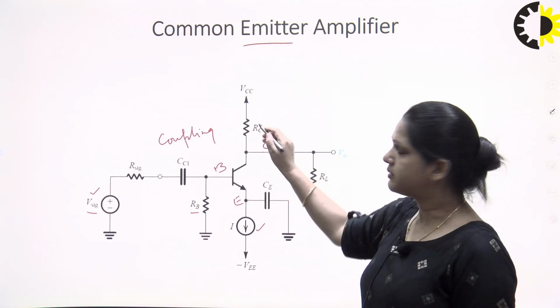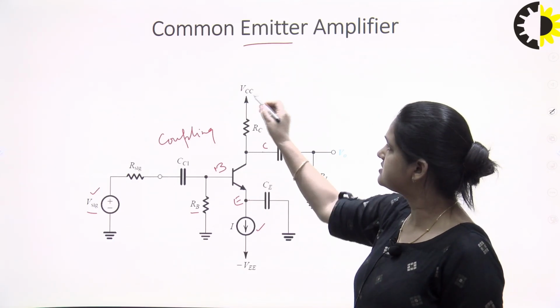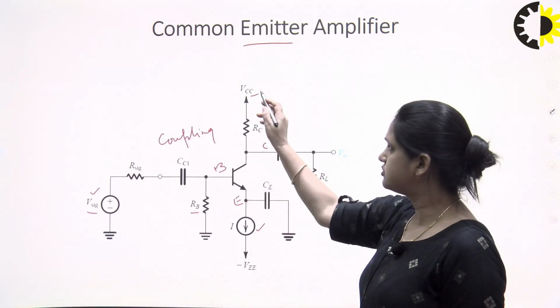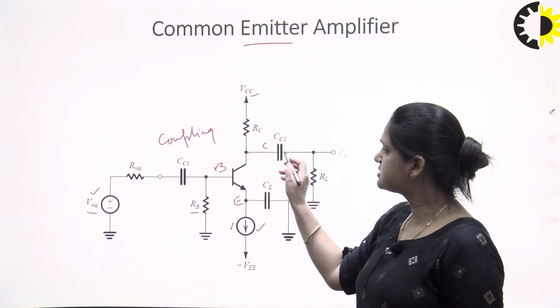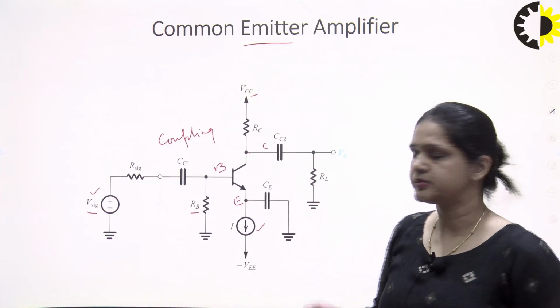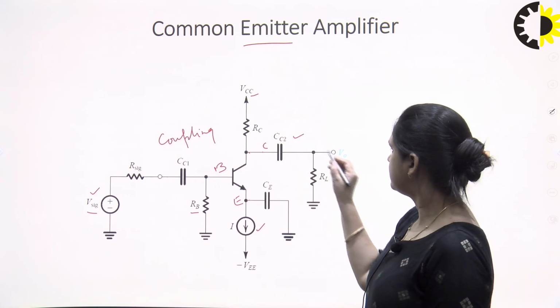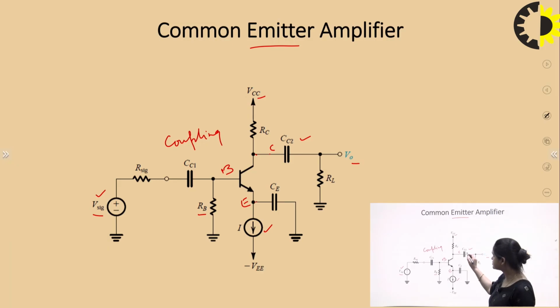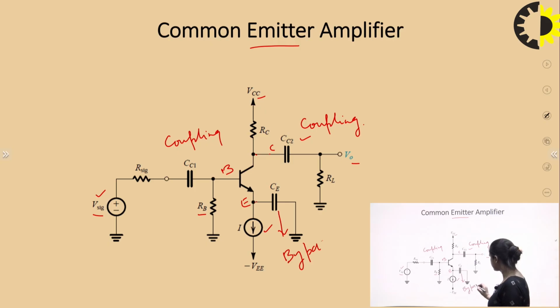At the collector terminal, which is the output node, VCC is used as the DC bias voltage, or you can say the supply, and the output is taken through another coupling capacitor known as CC2, and across this load we can take the output. So this is also a coupling capacitor. Another capacitor, CE, is used here across this, and this is known as the bypass capacitor.